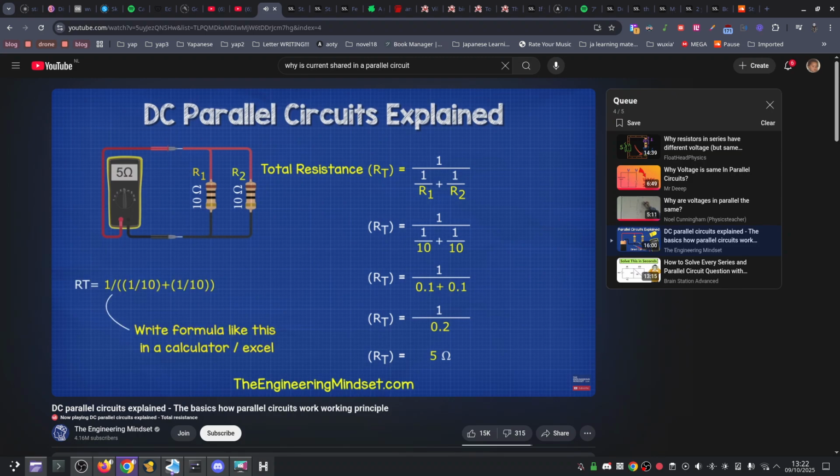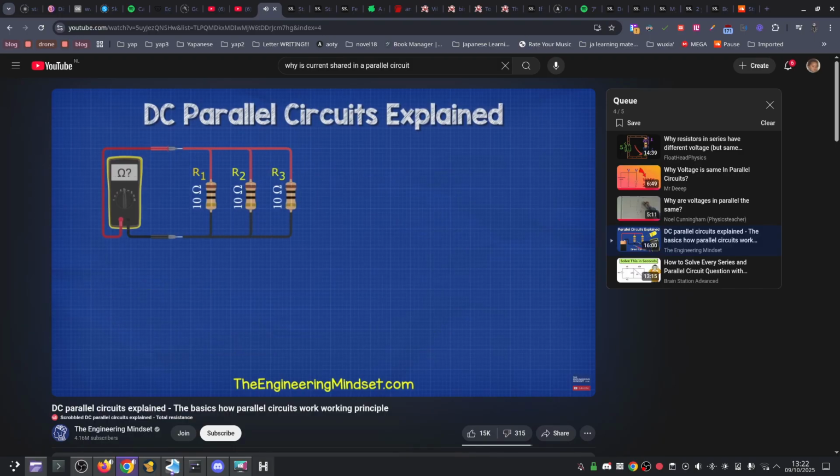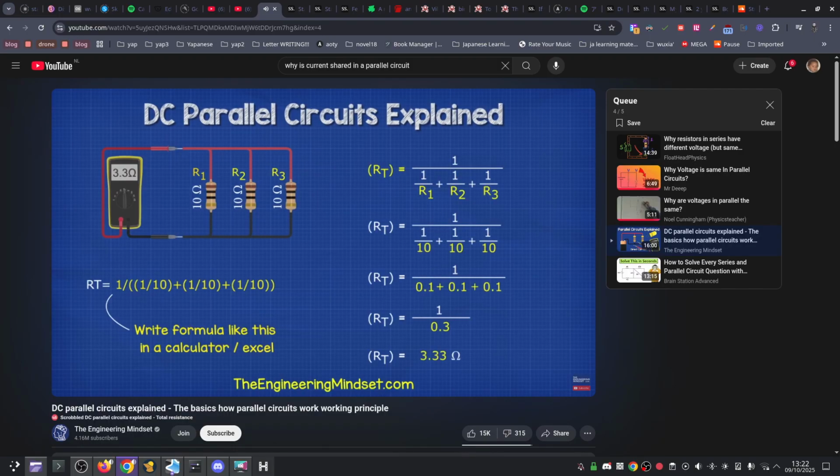If you do this in your calculator or in Excel, then just remember to use your brackets. So although we had 2 10 ohm resistors, the total resistance is only 5 ohms. That's because the current has been split and so the resistance has reduced. If we had 2 5 ohm resistors, then the total resistance is 2.5 ohms. If we had a 10 and a 5 ohm resistor, then the total resistance is 3.33 ohms. If we have more resistors, then we just keep adding them into the formula. For example, a 10 ohm, a 5 ohm, and a 2 ohm resistor gives us a 1.25 ohms total resistance.